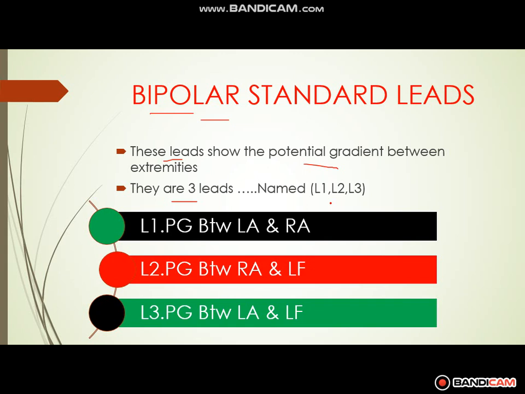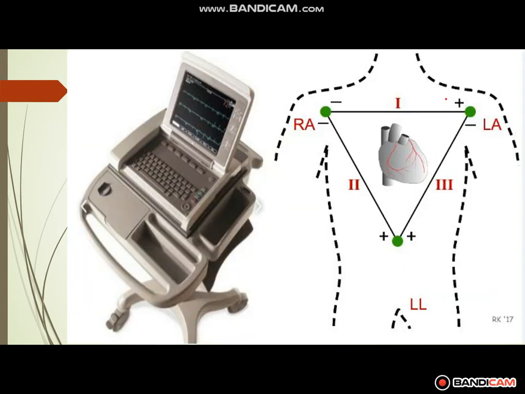You should just know where lead 1 is located, where lead 2 is located, and where lead 3 is located. The very basic thing about bipolar standard leads is that they record the potential gradient from 2 points or extremities. So L1, and it is very important to know where L1 is located. L1 shows the potential gradient between the left arm and right arm.